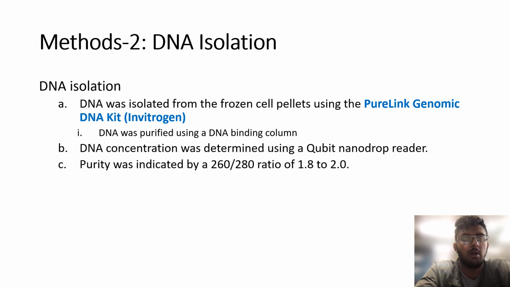Our second part was DNA isolation. DNA was isolated from frozen cell pellets using the PureLink Genomic DNA kit. DNA concentration was then determined using a Qubit NanoDrop reader. Purity was indicated by a 260/280 ratio.